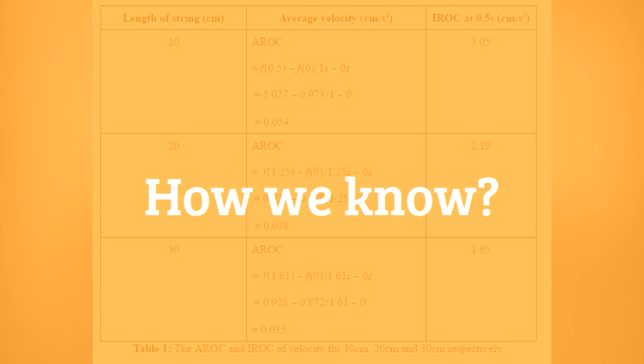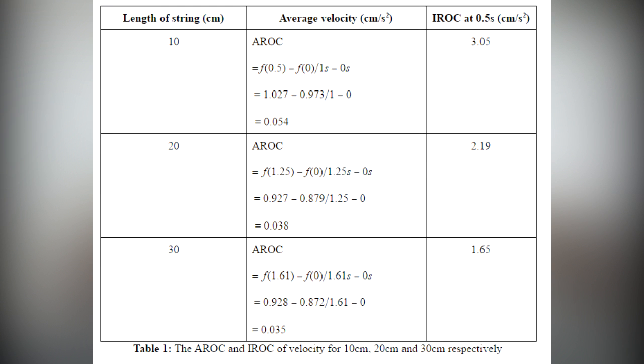This is evident as the average velocity of the 10 cm pendulum bob is the highest and the average velocity of the 30 cm pendulum bob is the lowest. Moreover, the instantaneous rate of change of velocity at 0.5 seconds of the 10 cm pendulum bob is the highest, and the instantaneous rate of change of velocity at 0.5 seconds of the 30 cm pendulum bob is the lowest.